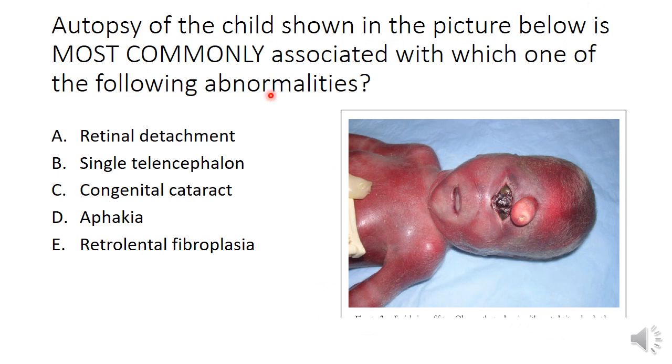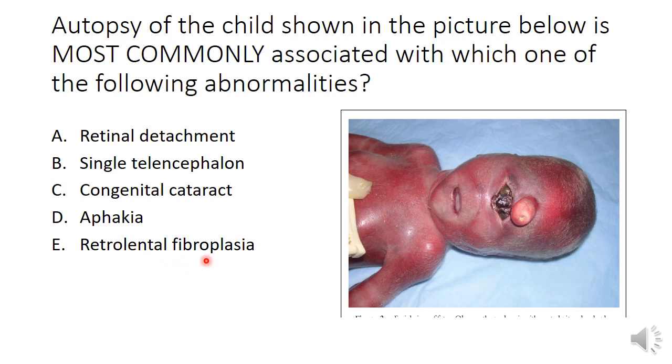The autopsy of the child shown in the picture below is most likely to be associated with which one of the following abnormalities? Here you can see an abnormal baby, and you can see there is a single eye. This is called cyclops, also called cyclopia or synophthalmia, that is, both the eyes are united. This is because of the maldevelopment of the frontonasal process. You can see the nose, which here is called a proboscis. So what is it most commonly associated with?